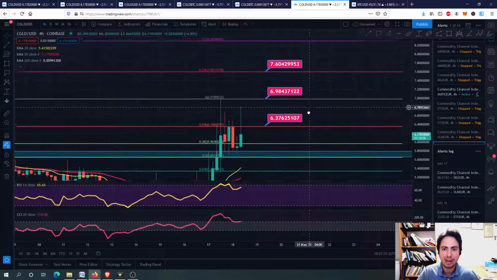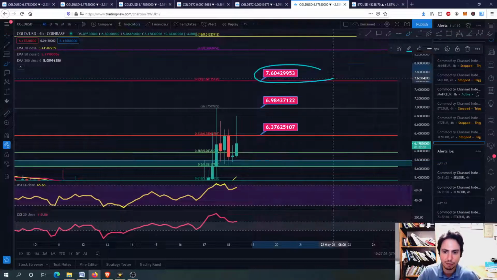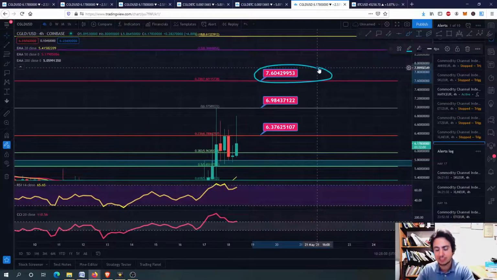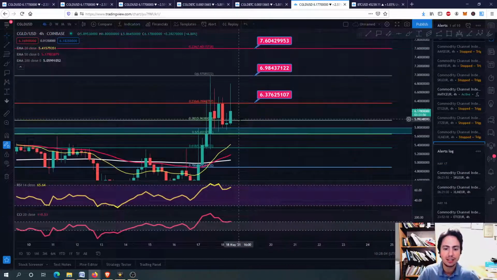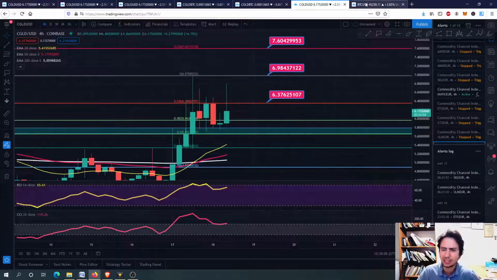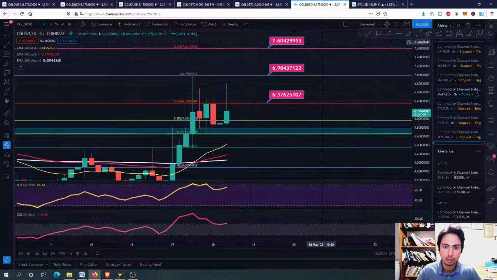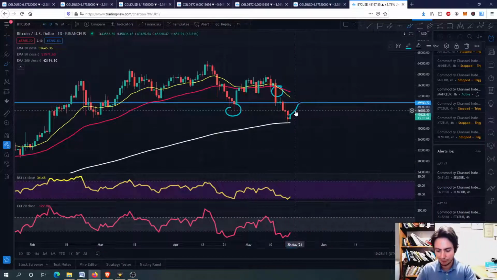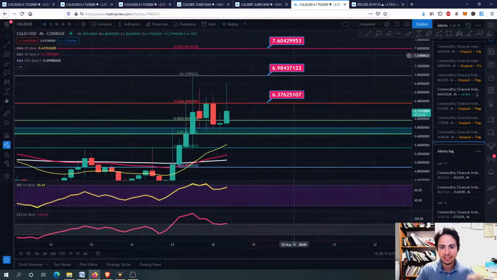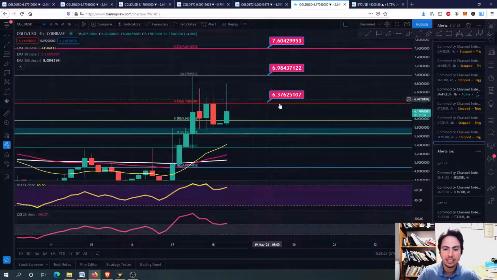A possible price prediction, guys, a possible price target, the next price target for CGLD is 7.60 USDT. I think we will be going there. If Bitcoin doesn't correct all the way down so much, then we are going there soon. If Bitcoin here can make a higher low and eventually go to this line here, then eventually I believe that CGLD will just grow further and further.